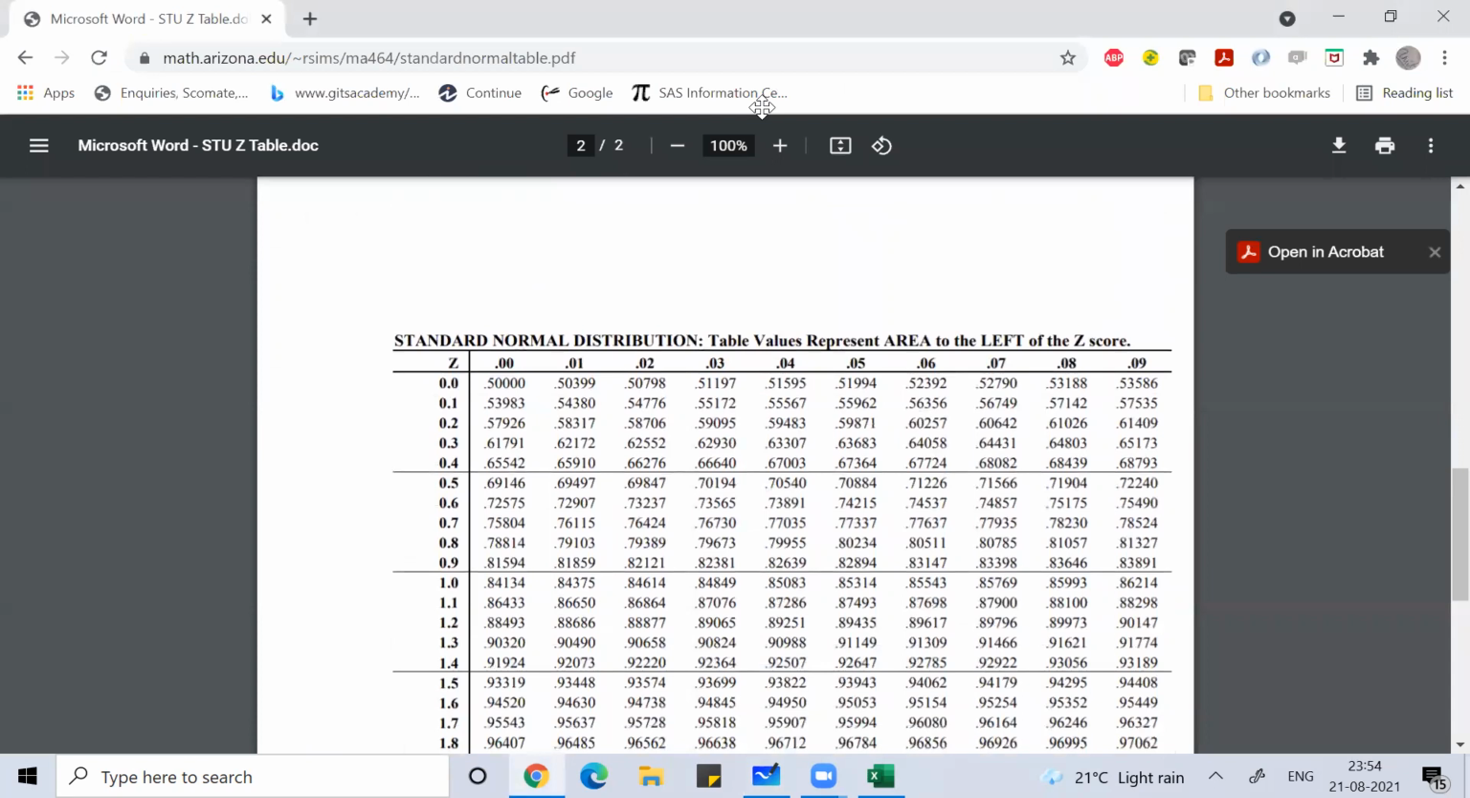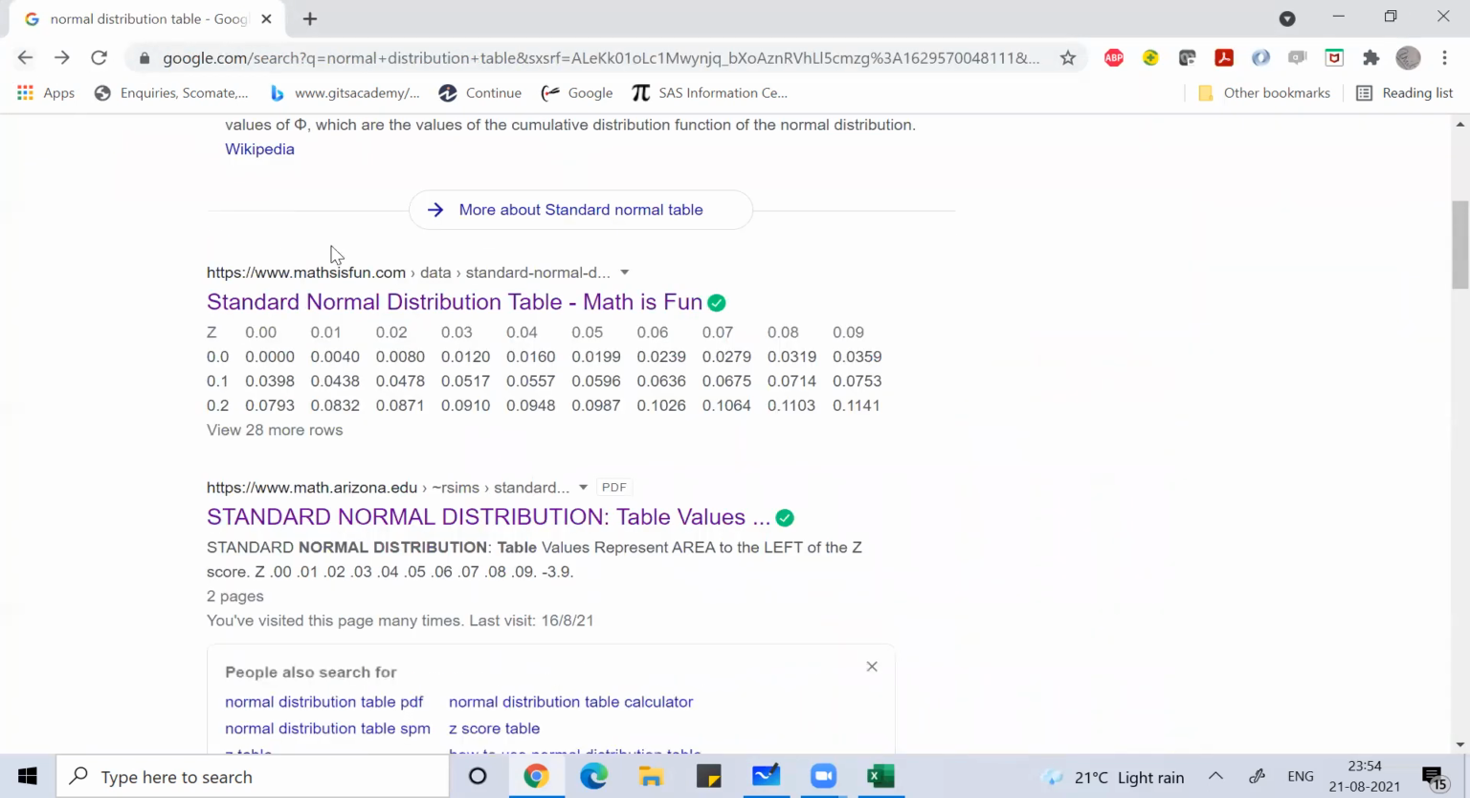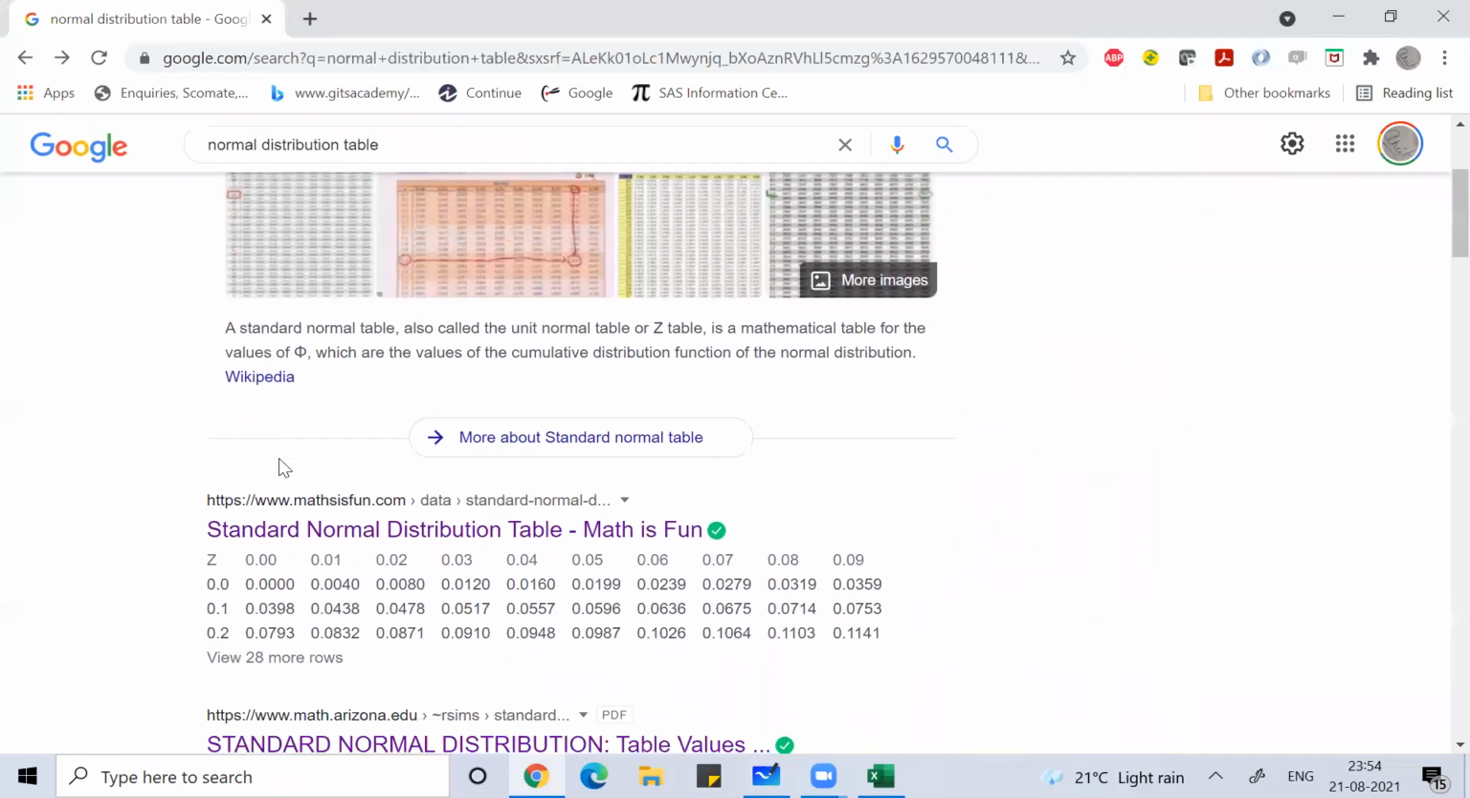Z value, 1.5. You can see 0.5 is added. What Z value do I want? 1.5. 0.93319. So actually, the actual area is 0.43319. Are you getting it? 0.5 is already added in that.